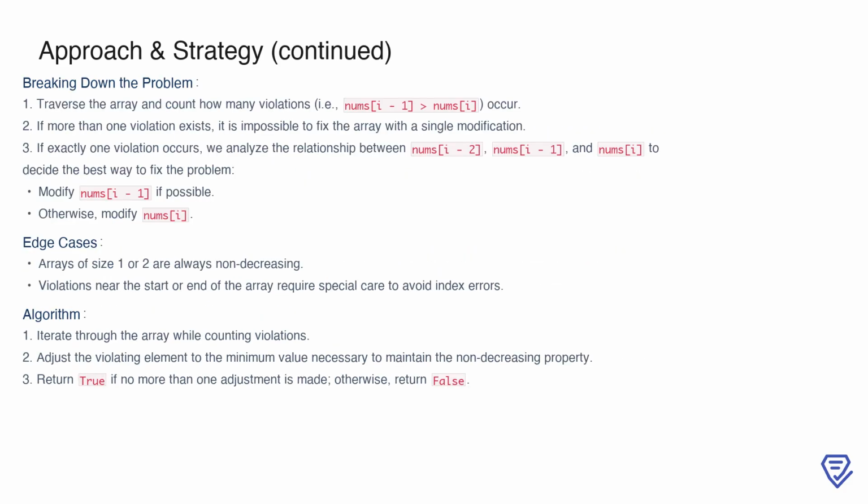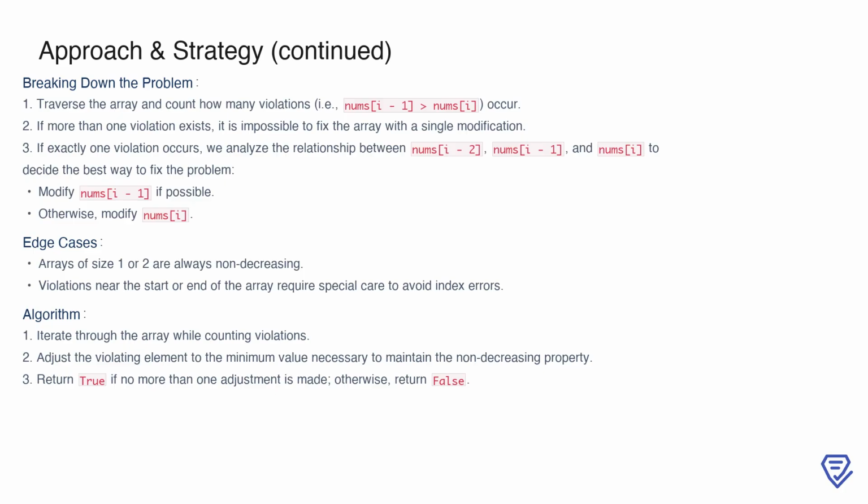To address the inefficiency of brute force, we turn to an optimized approach based on key observations about the problem. The first step is to traverse the array and count how many times the non-decreasing property is violated, that is, how often nums[i-1] > nums[i] occurs. These violations are crucial because if more than one is found, it becomes impossible to fix the array with just a single modification. However, if there is exactly one violation, we can analyze the surrounding elements to decide the best way to adjust the array.